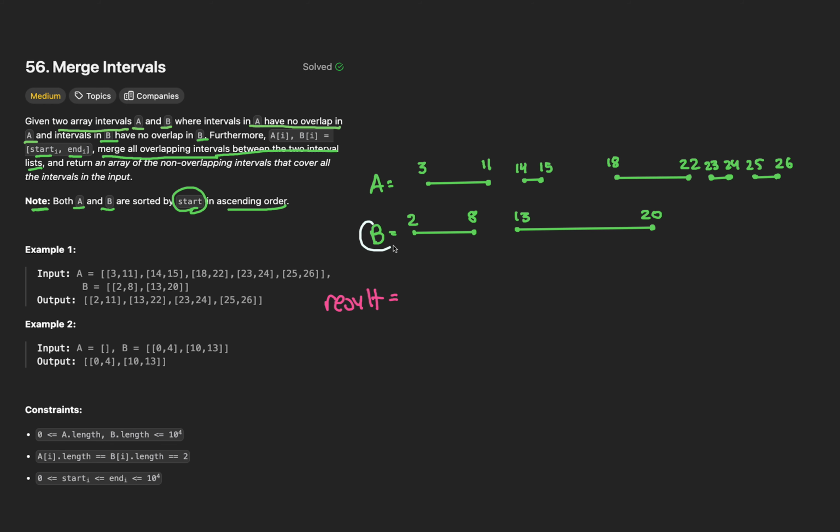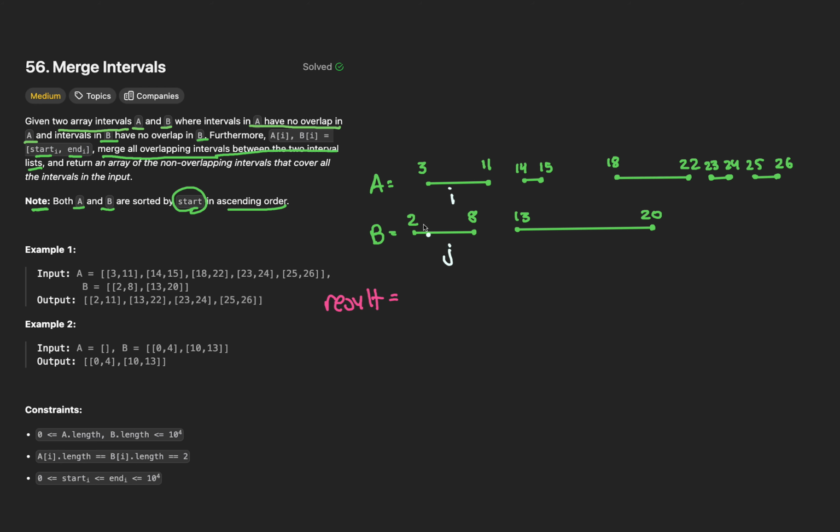Since we're given two and only two interval lists, why not use a two-pointer approach and have one pointer, let's call it I, that points at the first interval of A, and another pointer J that points at the first interval of B. Then we can loop, and on any given iteration, we check between the two intervals that our pointers are on and ask: which interval started earlier? Here, that's obviously this one because 2 is less than 3, it started sooner.